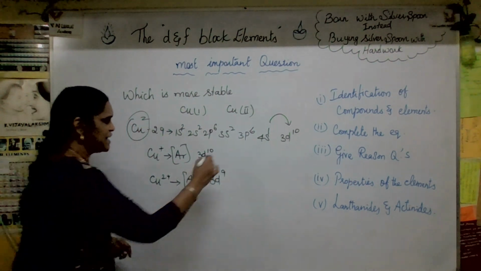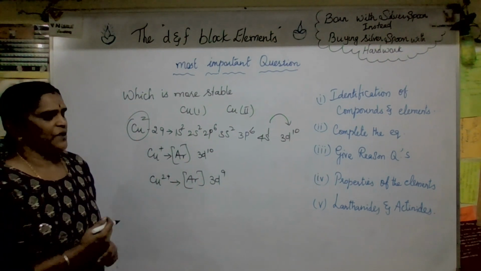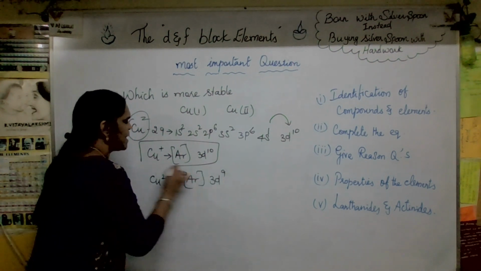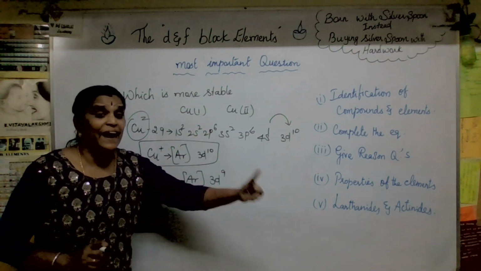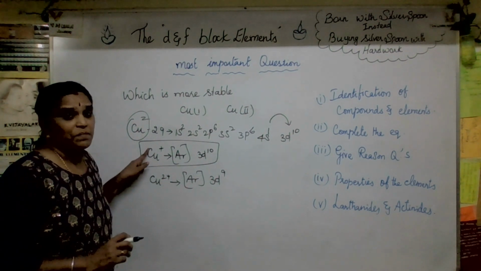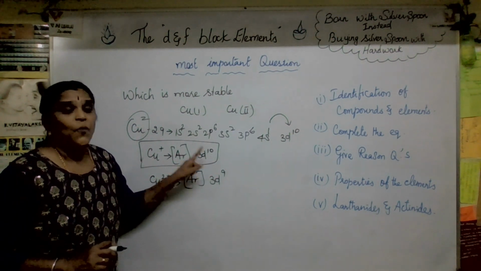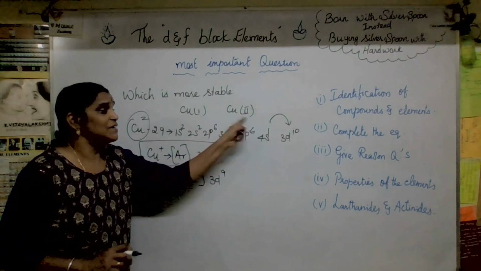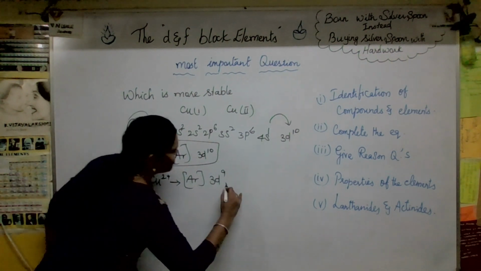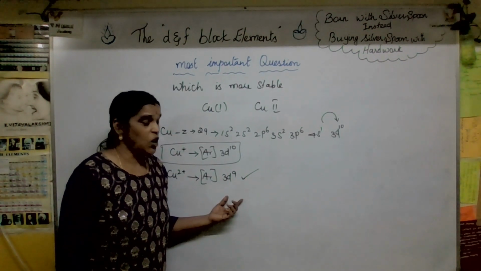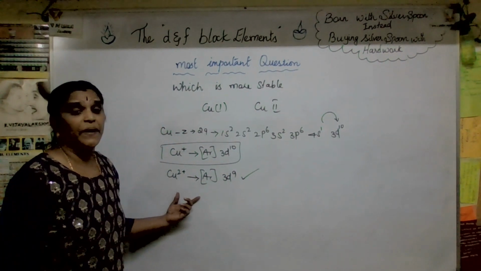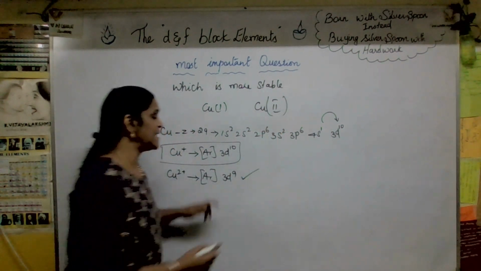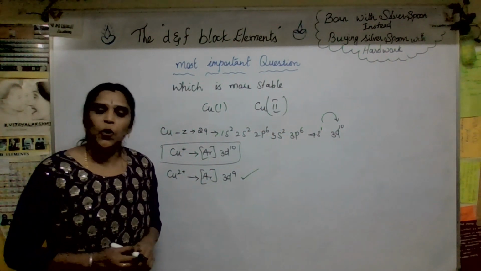3d9. Now, in this, which is more stable? According to that electronic configuration, the Cu+ ion is stable, because it is completely filled. Whereas, comparatively, Cu2+ will be more stable. Why? Because of the nuclear charge of copper. That is the reason Cu2+ is more stable than the Cu+ ion. Hope you're clear with that.